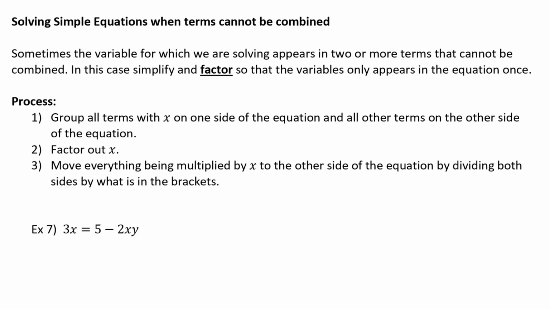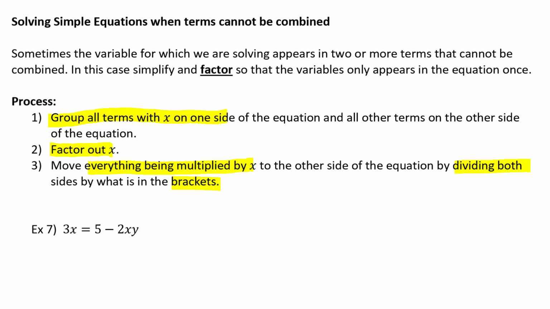Sometimes when you're solving for an equation, your variable can be in more than one term, and they are not like terms, so they cannot be combined. So what do we do in a situation like that? What we do is we group all terms with x on one side and everything else on the other side. We then pull out a common factor of x. At that point, x is multiplied by everything else. So all we do, we divide both sides by what's in the brackets. Let me show you what I mean.